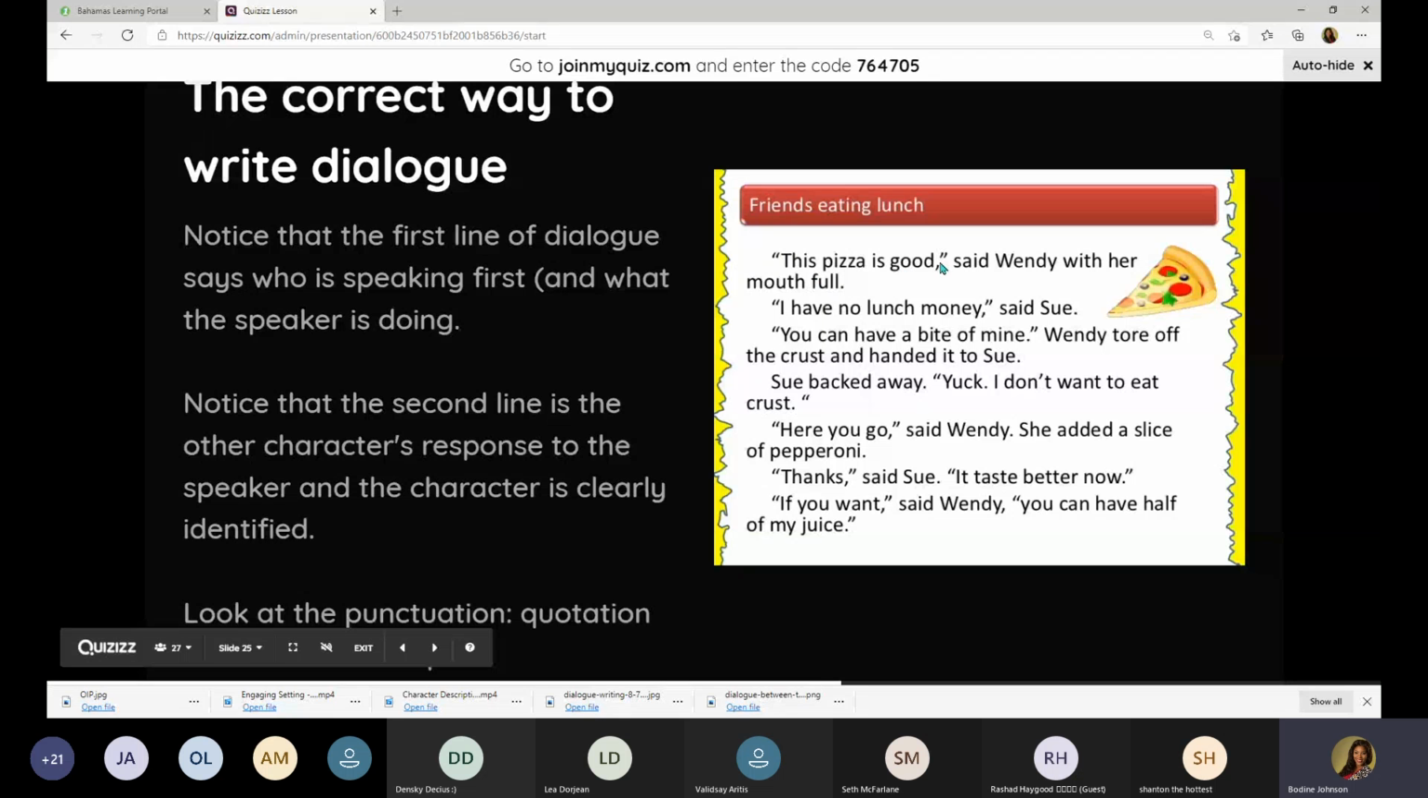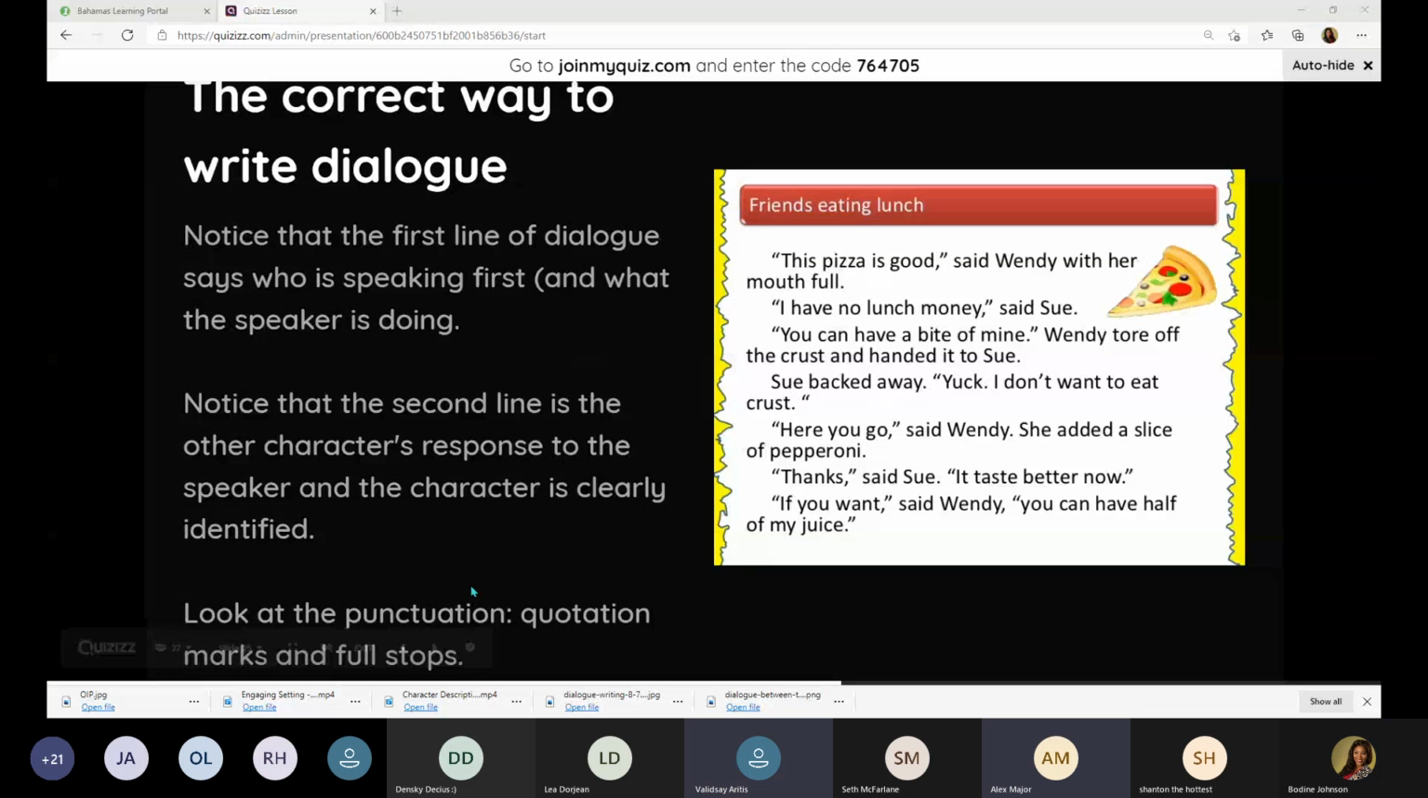"This pizza is good," comma, close quotation. So it starts with an open quote plus whatever's being said by the character, and then it closes the quotation. Said Wendy with her mouth full. All of this right here is its own sentence, okay? This here is its own sentence. This is its own sentence. These are their own sentences, okay? Is everybody okay? Does everybody understand?